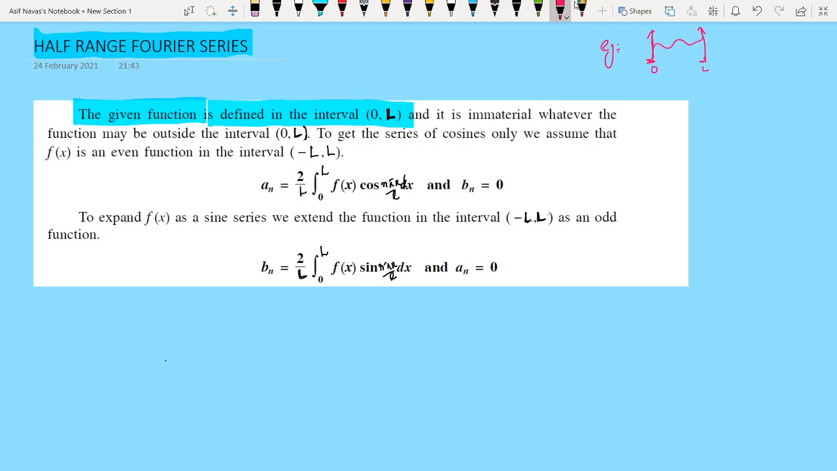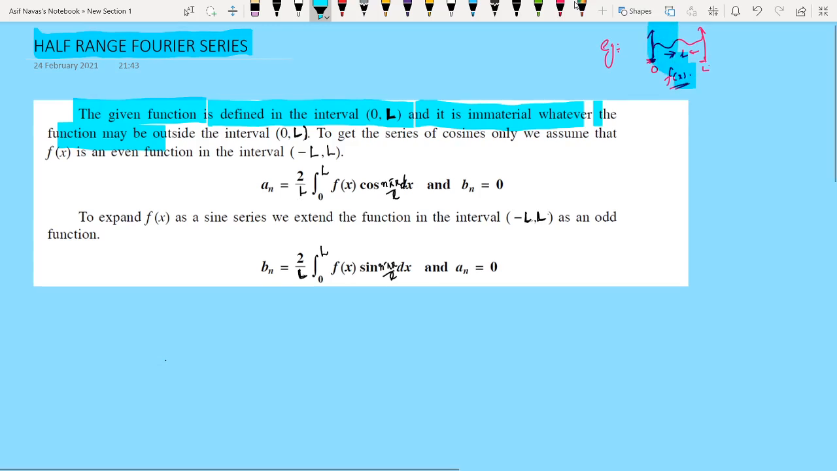of length L, and we define the displacement of the string as f of x, that means the length of this string is L. So this is a half range, only 0 to L. For such cases, it is immaterial whatever the function may be outside 0 to L.